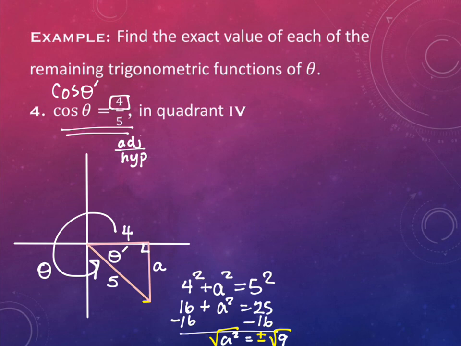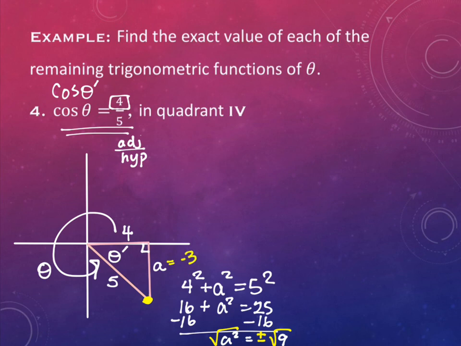Why? Because I'm going down, right? This location right here, it's not marked, but it almost is. This location right here is an ordered pair, and the y value of this ordered pair is negative. So the side that's corresponding to the y coordinate will be a negative value. So this A over here is actually negative 3.